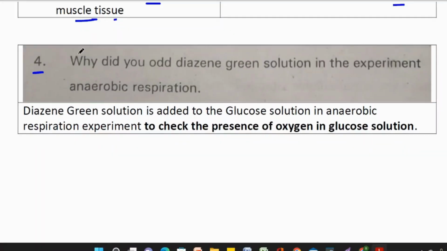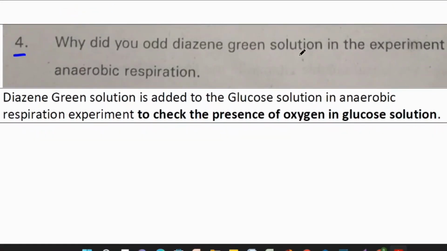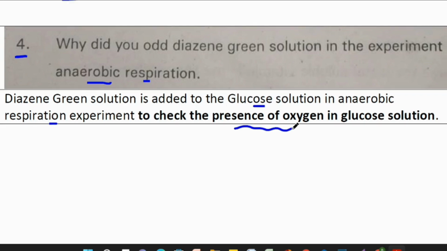We'll move on to the fourth question. Why do you add diazine green solution in the experiment of anaerobic respiration? Diazine green solution is added to glucose solution in the anaerobic respiration experiment to check the presence of oxygen in the glucose solution.